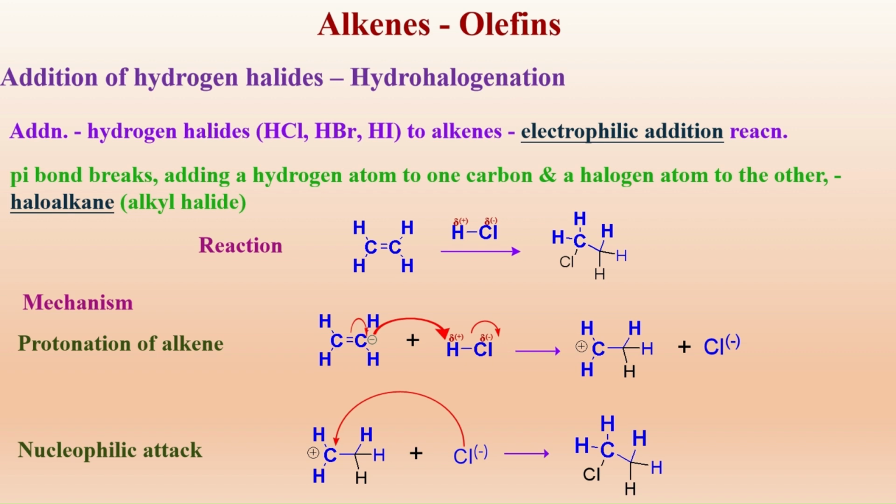Here we do not require any catalyst, as HCl is a polarized molecule, and at the same time halogen is an easy leaving group. That's why the reaction is much simpler. It requires ambient reaction conditions, unlike the hydration of alkenes.